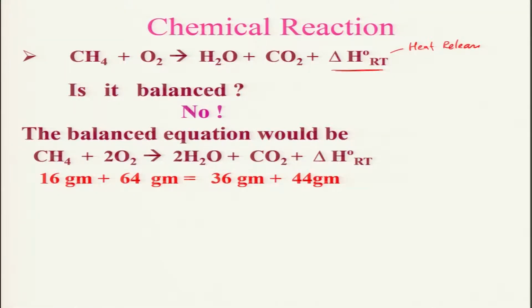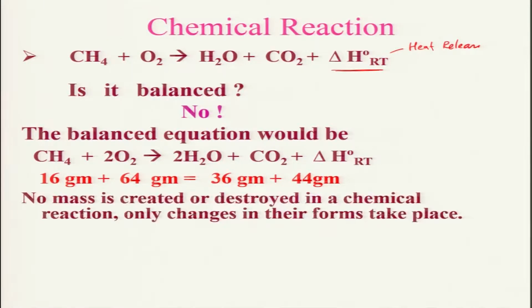In other words, the 80 grams of methane and oxygen together is going to produce 80 grams of water and carbon dioxide in total. That means mass is conserved in this case. So, no mass is created or destroyed in a chemical reaction, only changes in form take place, which we can infer from this observation.